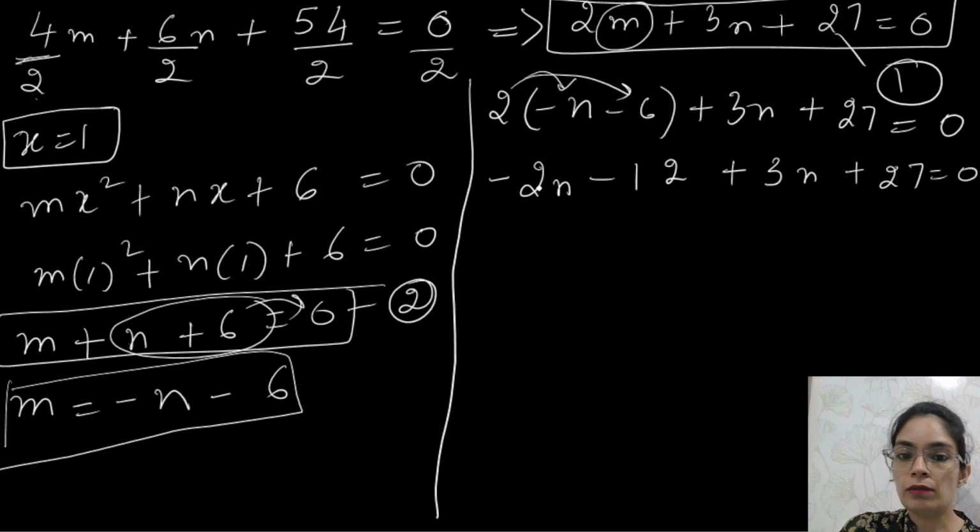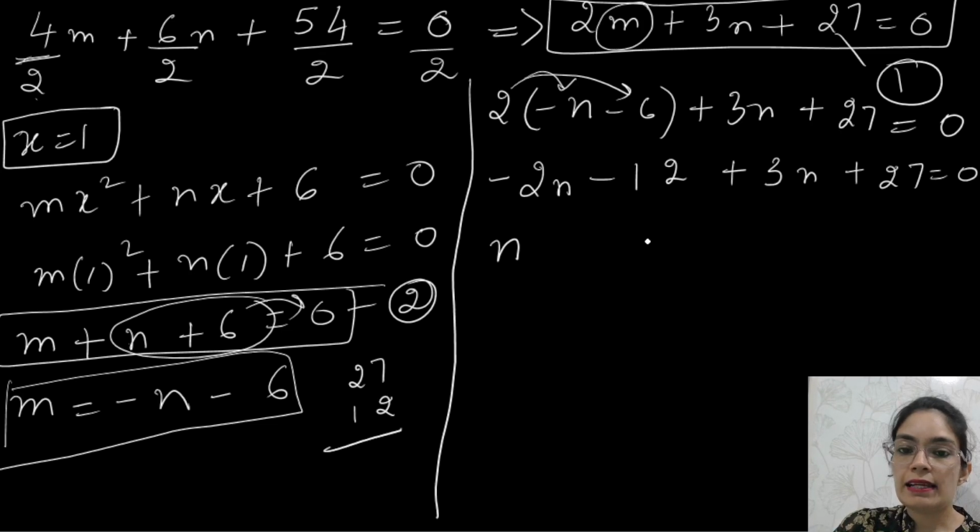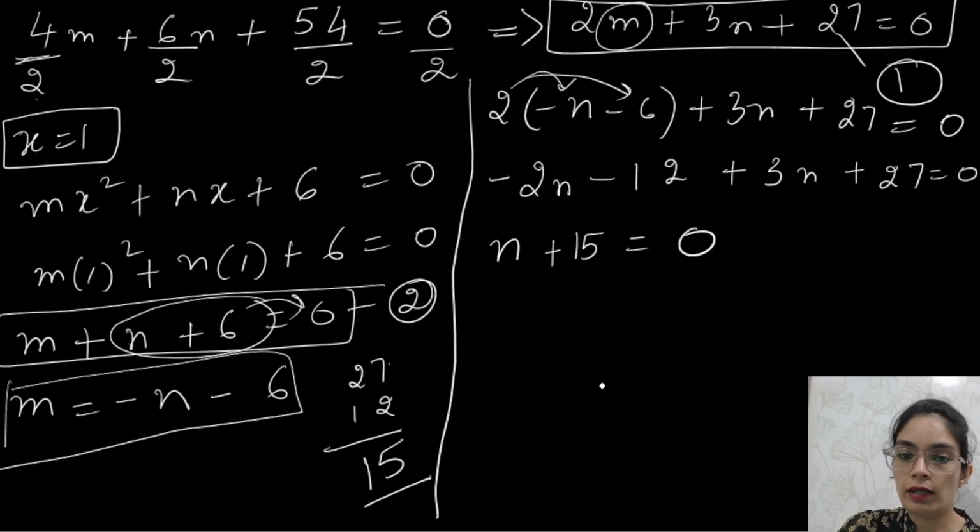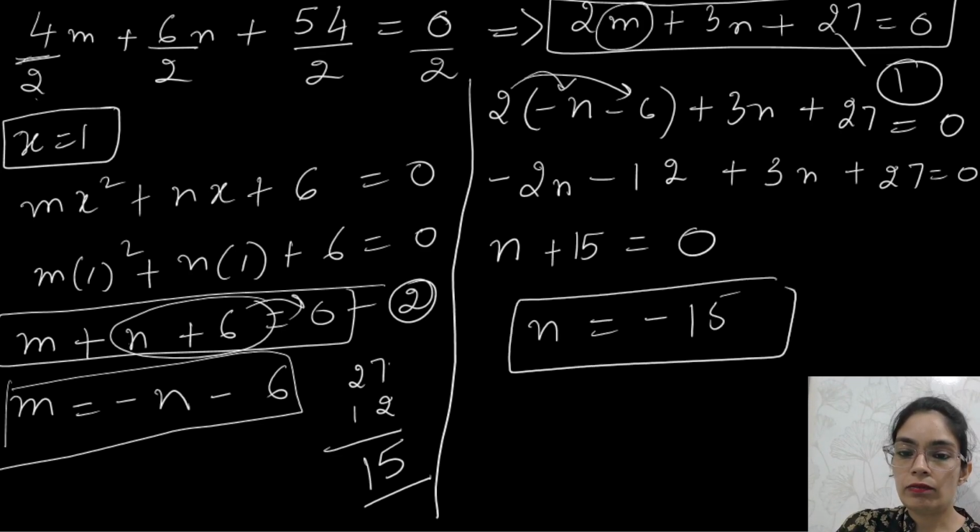So like terms we can solve, minus 2n plus 3n. So plus minus is minus, 3 minus 2 is 1. So only n I can write, or you can write plus n, 1n also. Same thing. So minus 12 plus 27. So we can simplify 27 minus 12. So 7 minus 2, 5. So this is positive 15. I got n plus 15 is equal to 0, which means n's value I got negative 15. If n is equal to negative 15, now this value again, we will substitute here.